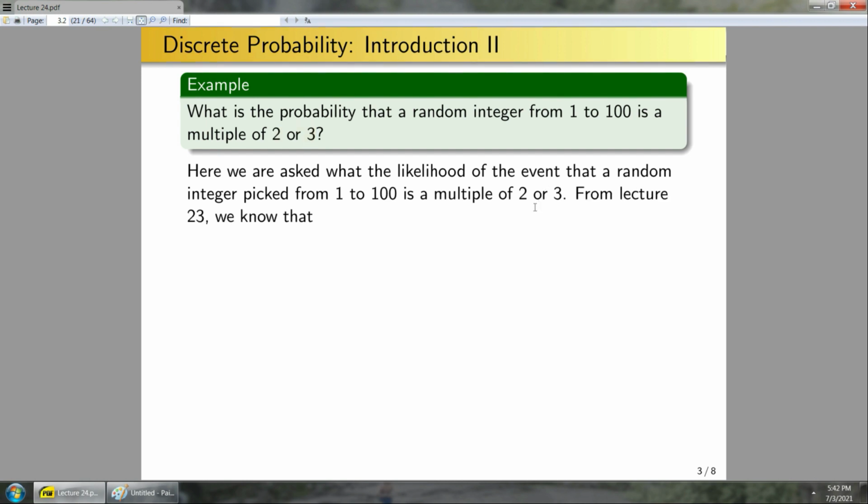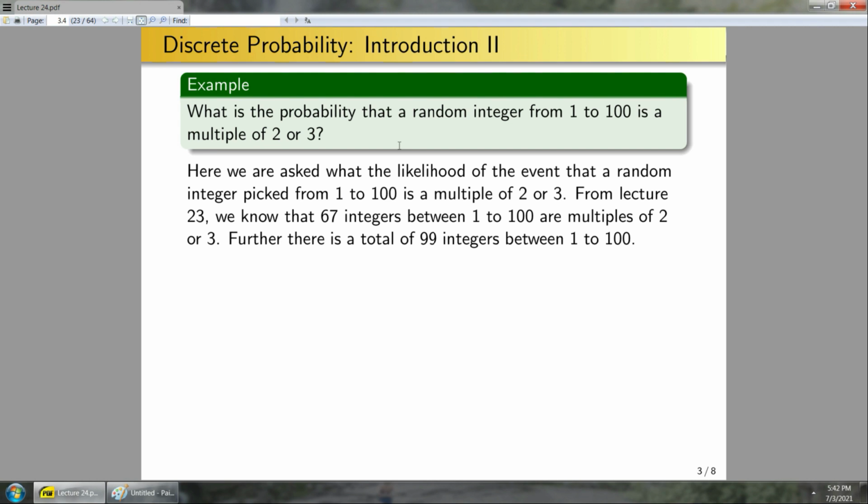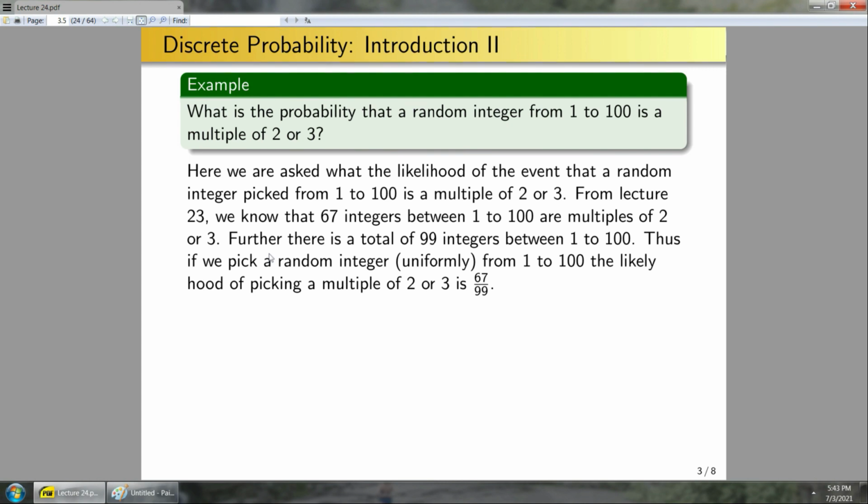From lecture 23, we know that there's 67 integers between 1 and 100 that are multiples of 2 or 3. Okay, so there are 67 ways that this event can happen. Next, we know that there's a total of 99 integers between 1 and 100. So thus, if we pick a random integer uniformly, which we'll define in a couple lectures from now, from 1 to 100, the likelihood of picking a multiple of 2 or 3 is 67 divided by 99. This example is just showing the types of problems that we can address with probability and giving a little bit of motivation for the definitions that I gave before. And we will talk about this a lot more later.